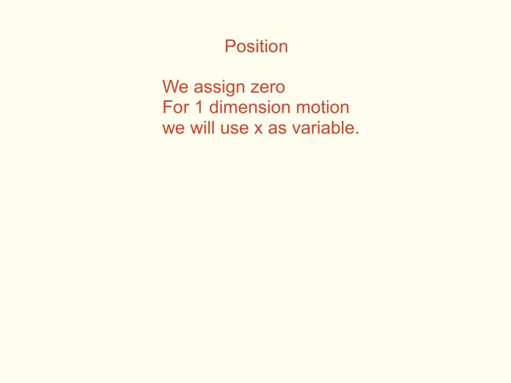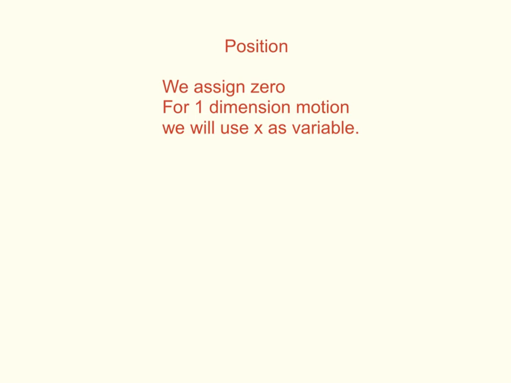First thing we have to talk about is position. For position, we decide where zero is going to be. In other words, we decide where our starting point is going to be. We decide where we measure from. It might be the door of your house. It might be the starting line on a track meet. But we get to decide that.